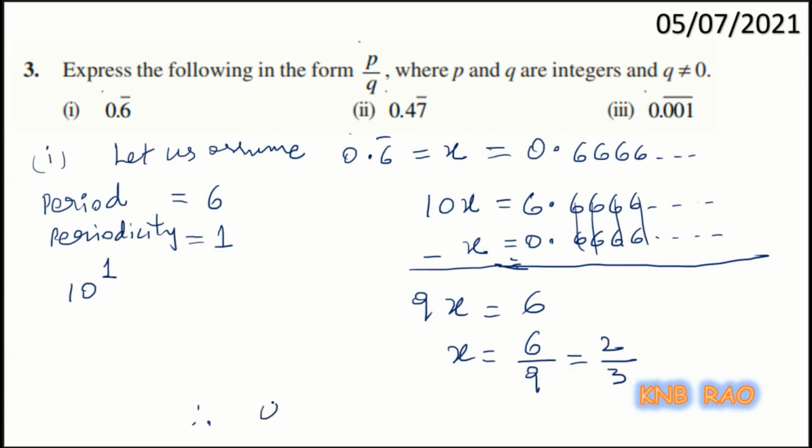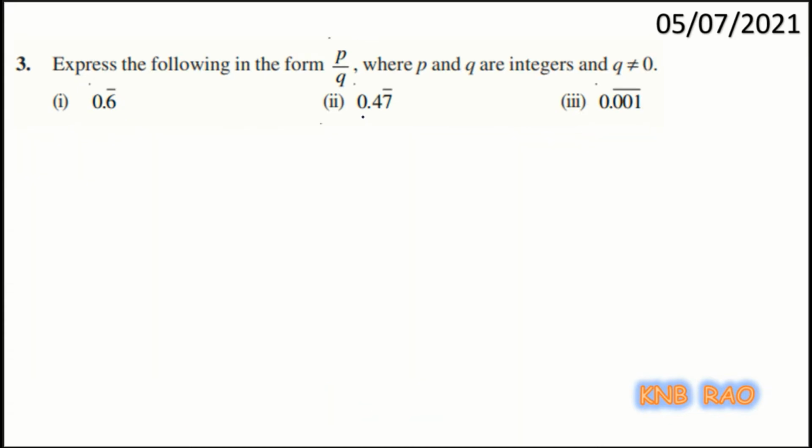Therefore, 0.6 bar, this non-terminating recurring decimal number, can be expressed as 2 by 3 in P by Q form. So, this is the way we do it in the long procedure, in a normal traditional way. Okay. Now, what is the shortcut? Let me explain the shortcut to you. Here is the shortcut. You have the shortcut to understand.